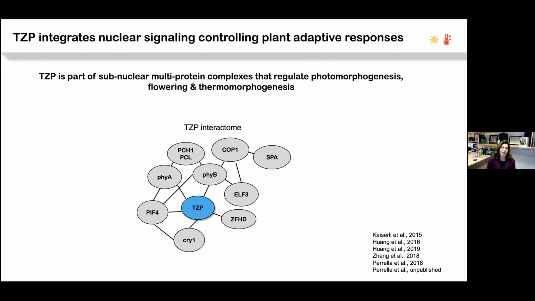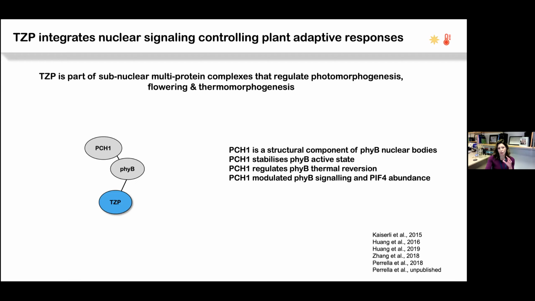Now, in addition to integrating chromatin pathways that regulate flowering initiation, TZP is known to be part of the subnuclear multiprotein complex that regulates not only photomorphogenesis and flowering, but also thermomorphogenesis. So you can see TZP is in the middle of this complex. These interactions have been shown through mass spec, but also yeast two-hybrid studies. So we can see that many of these components have been shown to be involved in light signaling as well as thermomorphogenesis. And in particular, I'm going to focus on the potential interaction of TZP with phyB and PCH1.